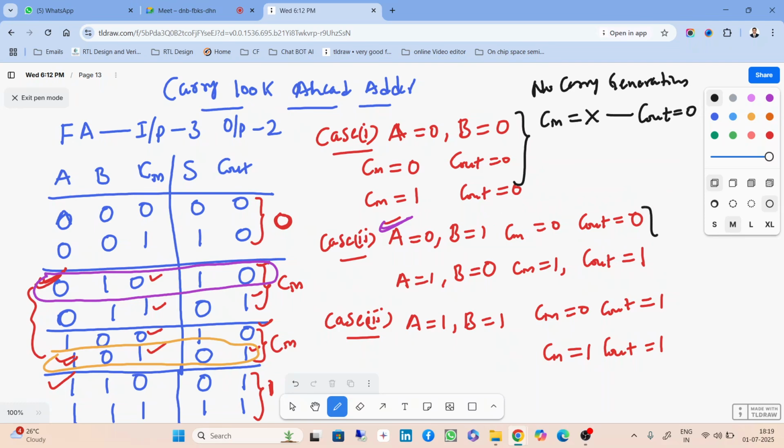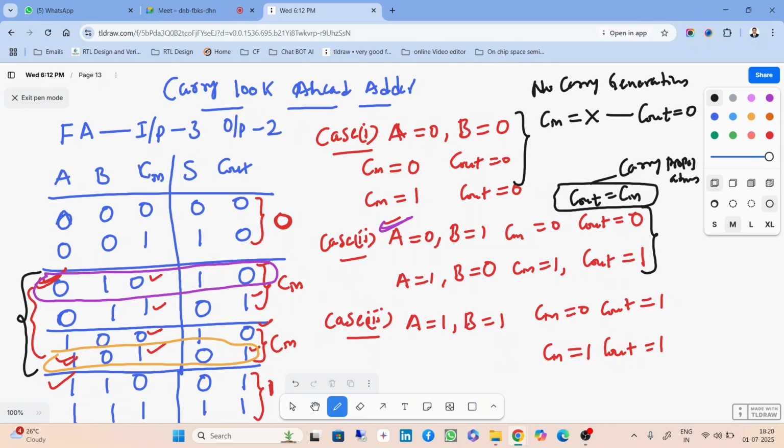In case 2, what can you say? C in is followed by C out. That means C out equal to C in. This is nothing but what we call carry propagation. C out equal to C in, we are getting that, that is nothing but carry is propagating. So C out is following the C in, and that we call carry propagation.